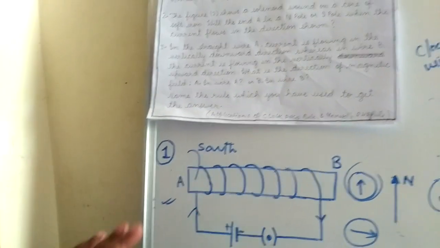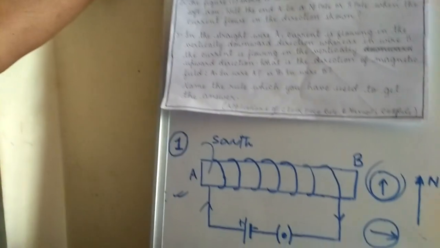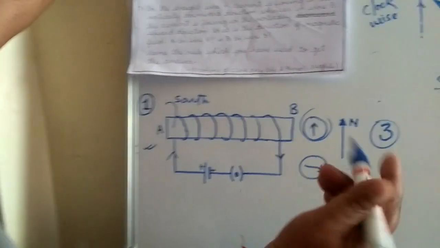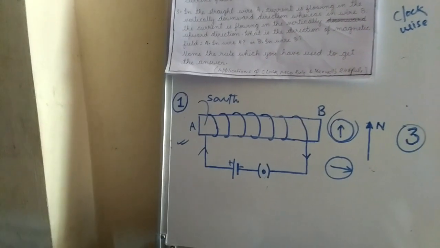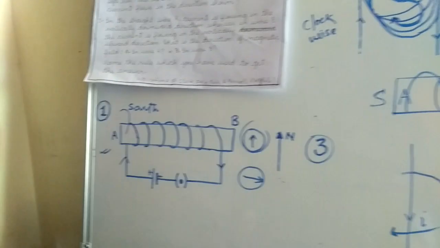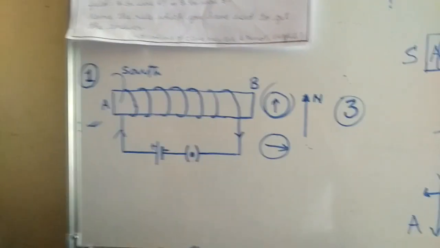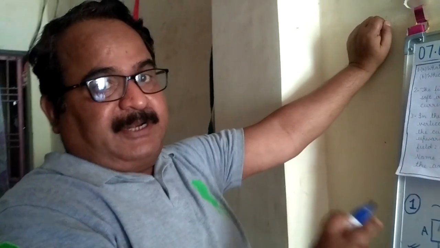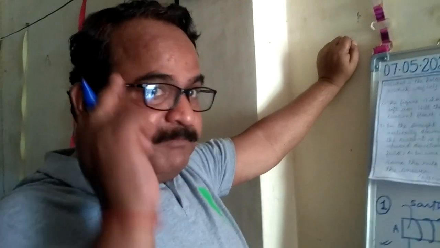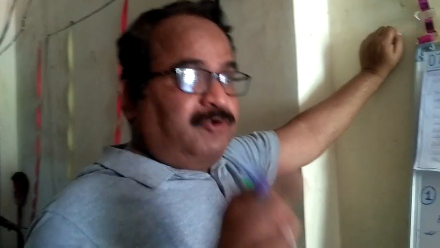First, you see here, as we already know, this is the clock face rule. And what is the clock face rule? We have already said that if the current flows in a clockwise direction, then that end of the circuit must be the south pole.